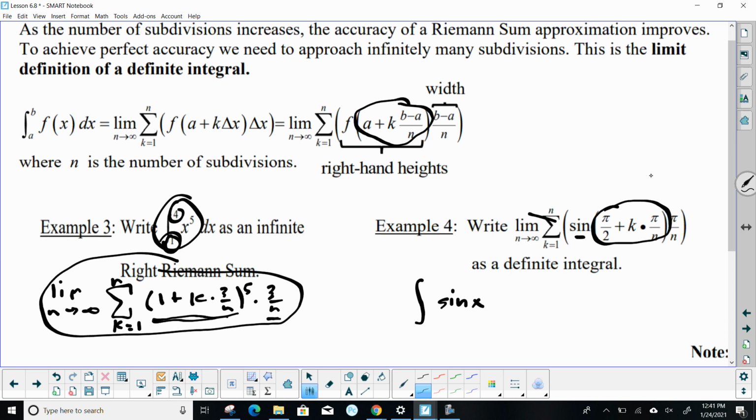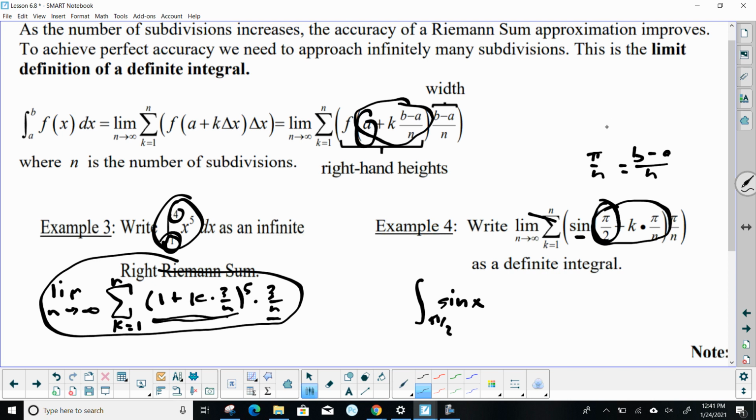Okay, and then the pi over n, that has to be the b minus a over n. That's where that has to come from. Well, that means b minus a has to equal pi right there. And then pi halves, if you look right there, pi halves is a. So I know what a is. So we can actually put that down here if you want to, as pi halves. All I have to really do is figure out what b is.